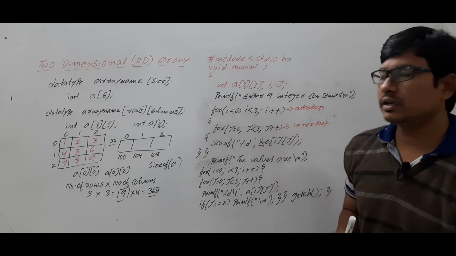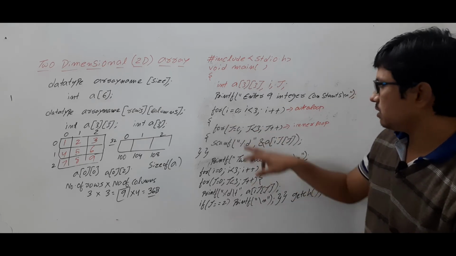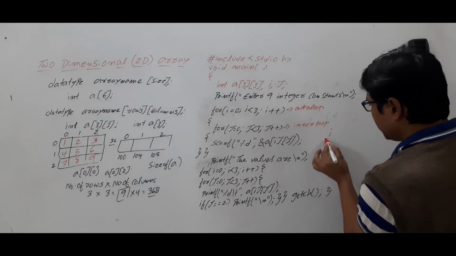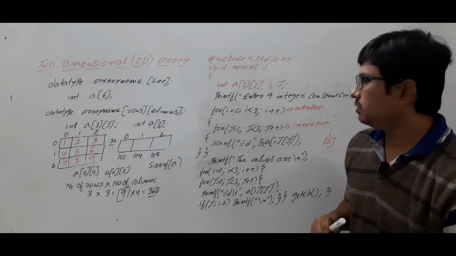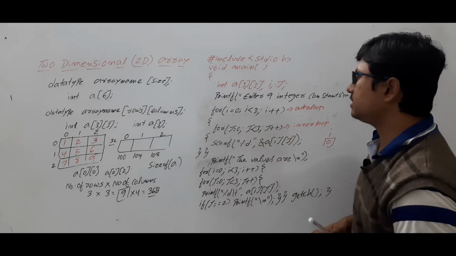Okay, is it clear? Are you able to understand it or not? Now look at this one. What is the initial I value? I value is 0. Keep it here. Now what is the condition you have? 0 less than 3. So this condition is satisfied.